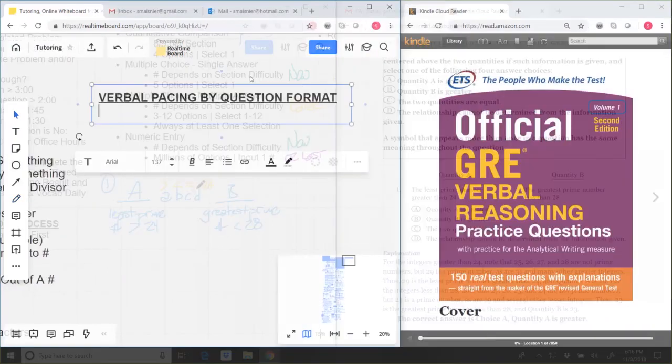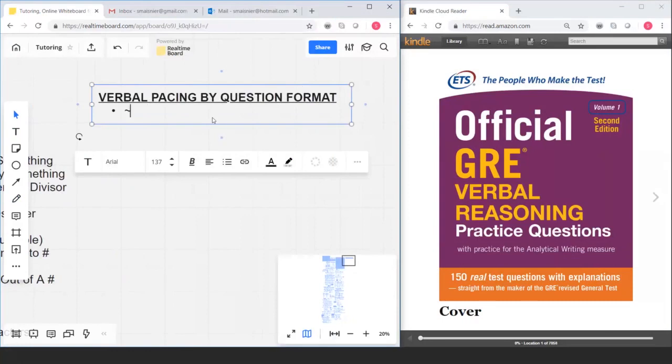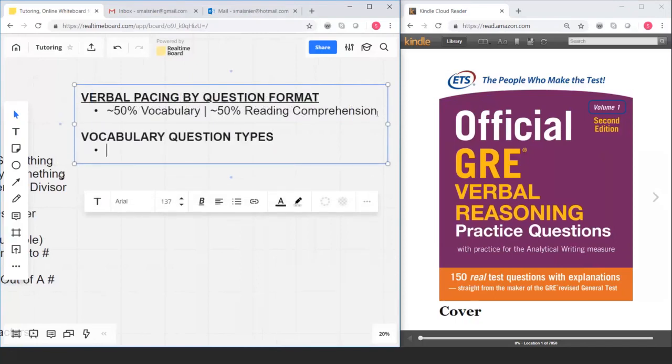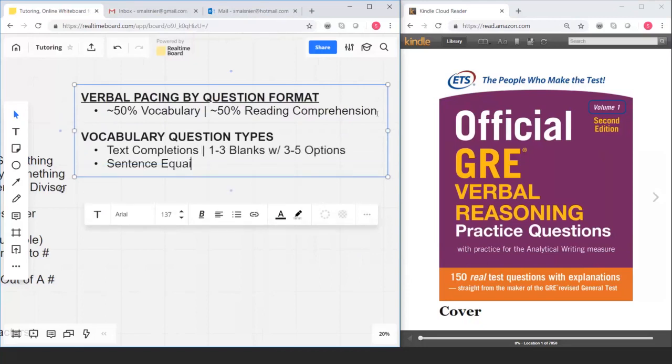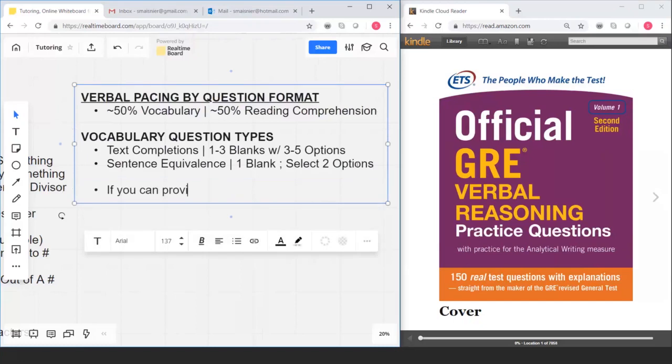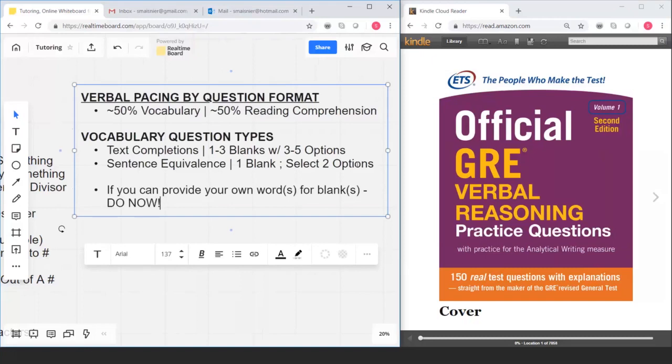When it comes to the verbal, you're basically looking at about 50% being vocabulary questions and 50% being reading comprehension. So for the vocabulary question types, and this is no matter whether it's text completions, where you have 1 to 3 blanks with 3 to 5 options, or sentence equivalences, where you always have 1 blank and you select 2 options, if you can provide your own word or words for the blank or blanks, quite simply, you want to do now.